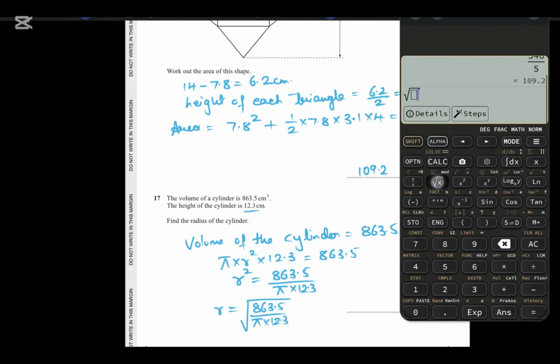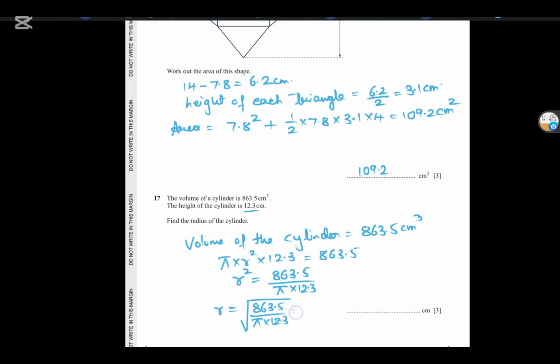Find out the square root of 863.5 by pi into 12.3. That is 4.7271. So you can round it to 4.73 centimeters. This is centimeters. Question number 17 is done.